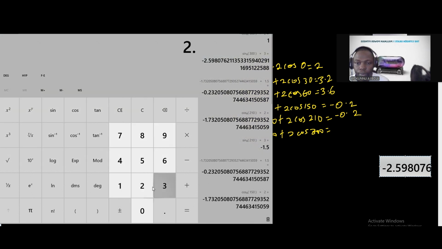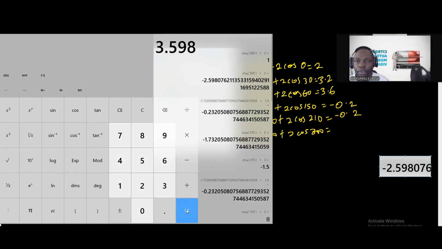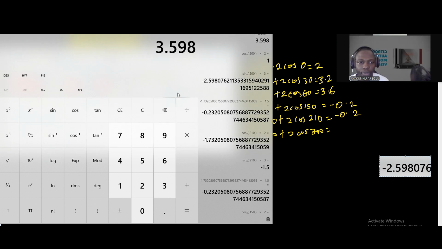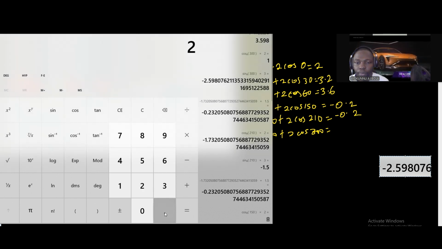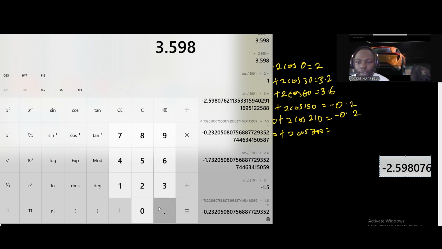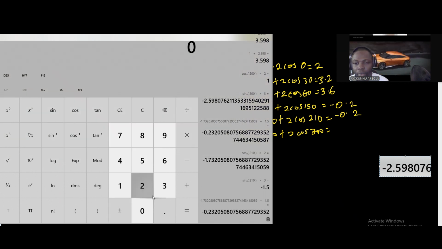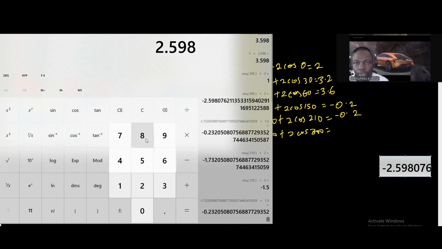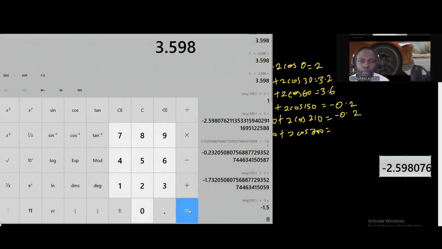Yes, sir. 2.598. So wait, it shouldn't have increased. So 1 plus negative 2.598. Wait, that negative is not showing there. Maybe I was pressing minus. So let me check it again. Minus 2.598 plus 1.